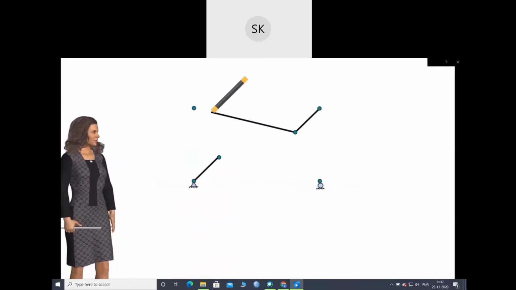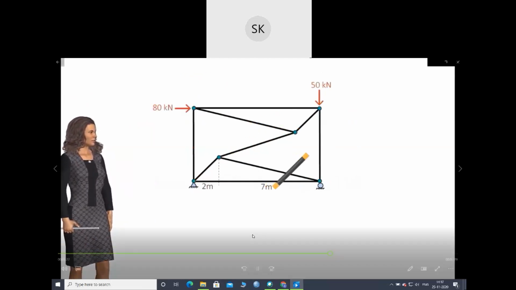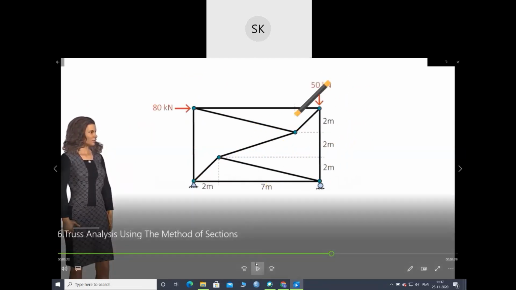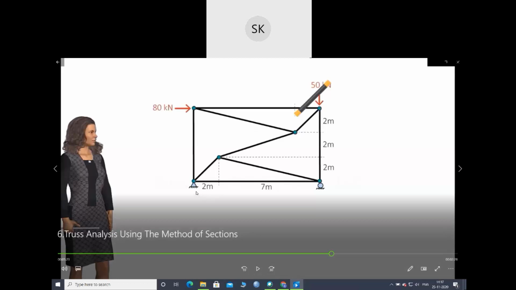Let's apply this procedure to solve another problem. Consider this statically determinate truss. Let's solve one more example. It's a truss with a pin support and a roller support. Two loads are applied at these points, 80 kilonewton and 50 kilonewton.